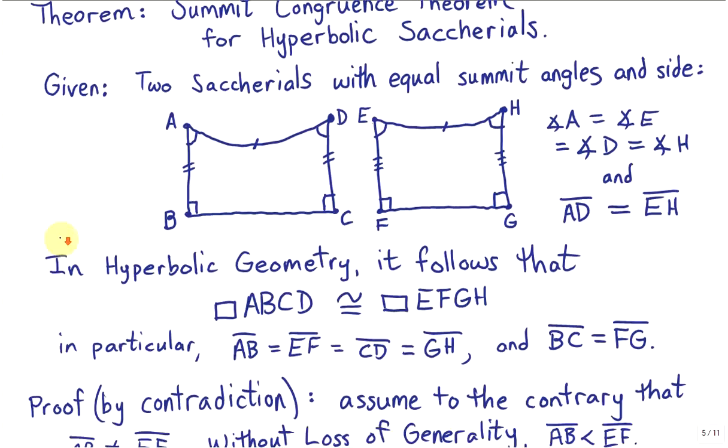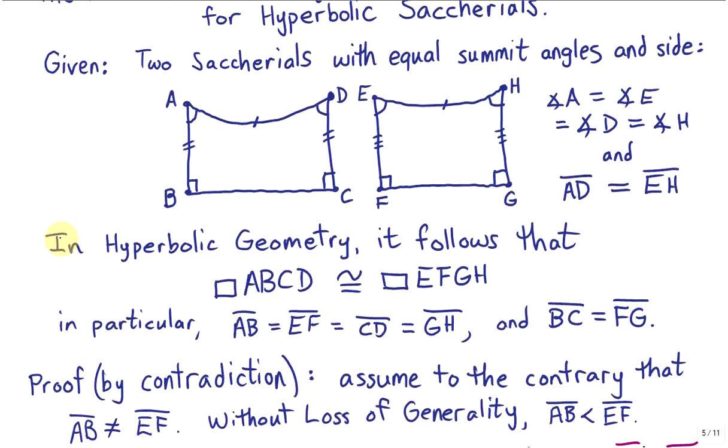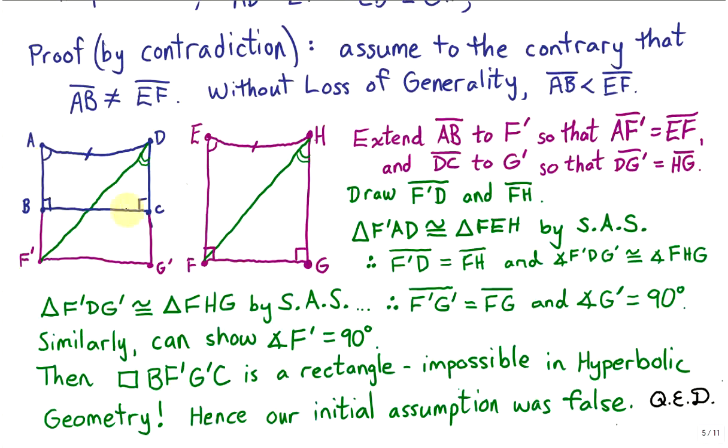Let's assume to the contrary that two parts, AB and EF, are not equal. If AB and EF were equal, then you could pretty quickly also prove that BC and FG are also equal. So let's instead assume that AB and EF are different. One of them must be smaller than the other, so without loss of generality, we'll assume that AB is smaller than EF. So here's our secarials, ABCD and EFGH.